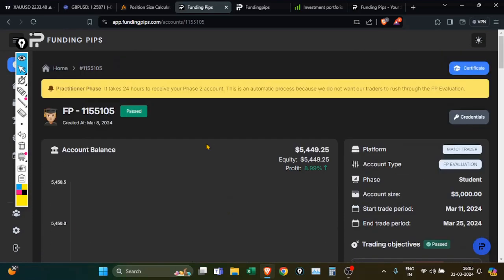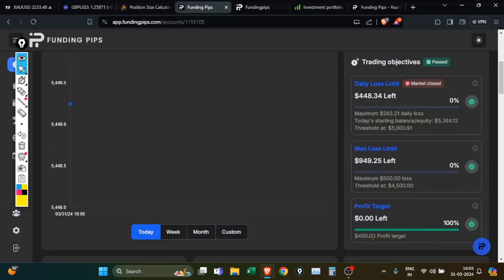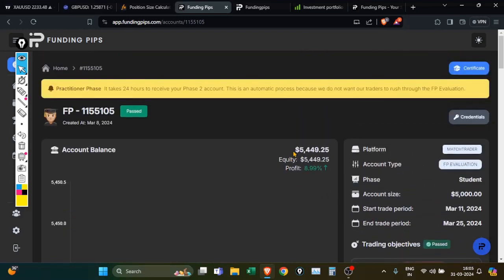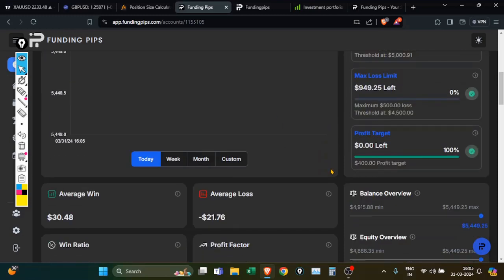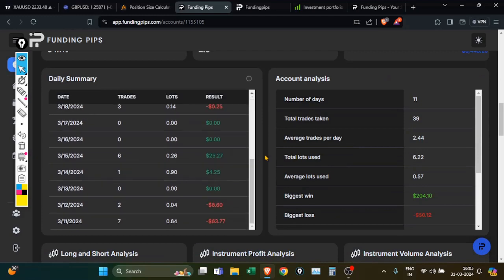Yeah, it is the dashboard section of my student's account. So here you can see that it is a 5k account, and the profit target was $400, and I have completed it. As you can see over here, my total equity in the student phase is $5,449. That means 8.99%. So yeah, these all are my stats and profit and loss.